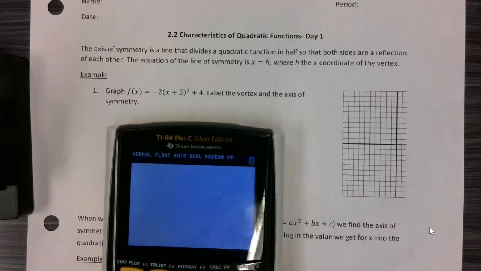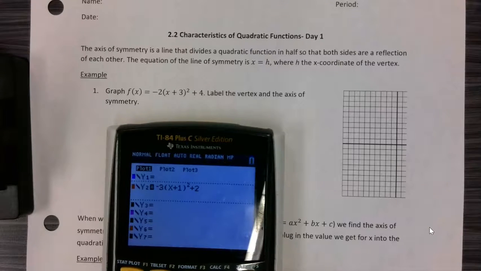Okay, so what I'm going to do to graph this is I go to y equals, and then I'm going to clear out any functions that are there. And I'm going to type in the one they gave me.